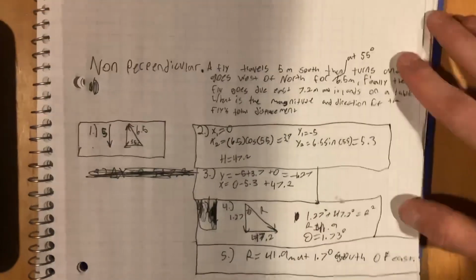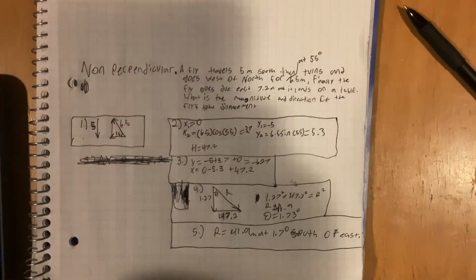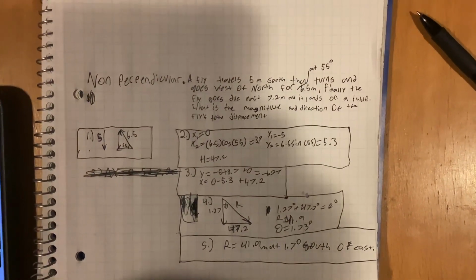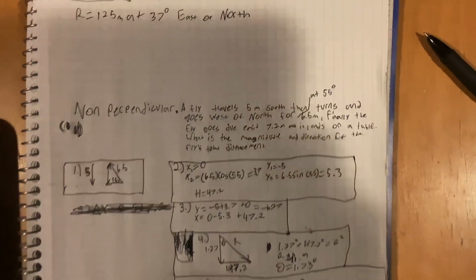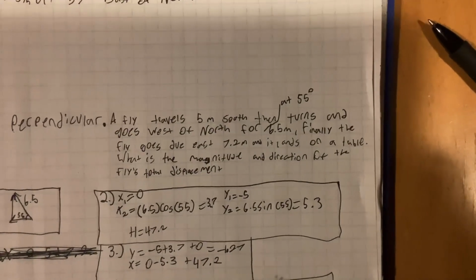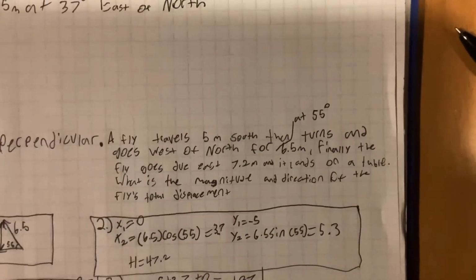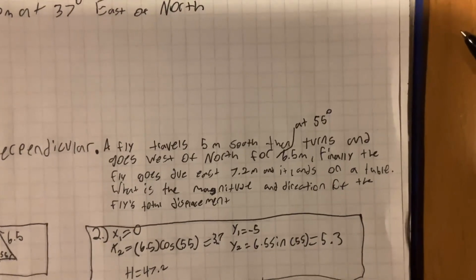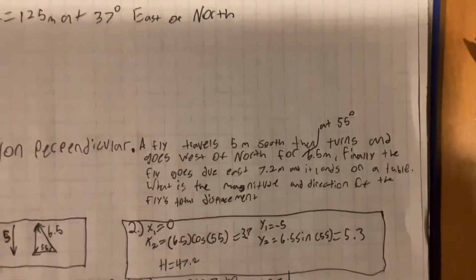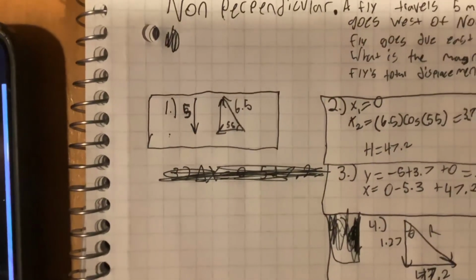For the non-perpendicular problem, a fly travels 5 meters south, then turns and goes west of north for 6.5 meters at 55 degrees. Finally, the fly goes due east 7.2 meters and it lands on a table. What is the magnitude and direction of the fly's total displacement? Step 1, you draw it out.